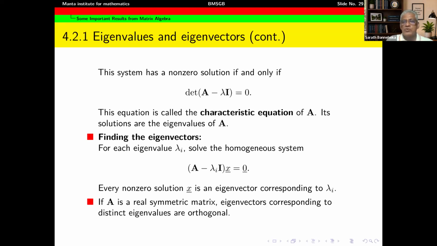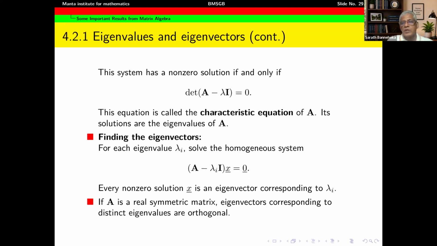Once you have eigenvalues, then for each eigenvalue we can find an eigenvector x by solving this equation. For each eigenvalue lambda i, solve the homogeneous system A minus lambda i times the identity matrix, times x, equal to 0. So we have again the system of equations for a given lambda now. And the solution that we get for this x is a vector. It's called the eigenvector corresponding to lambda i.